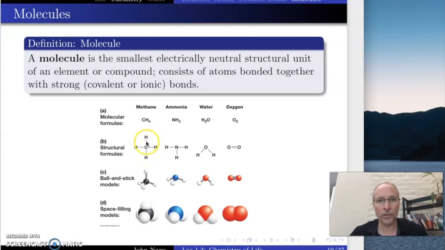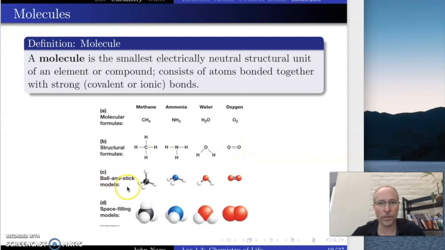Notice then that each line represents a shared pair of electrons going around the nuclei, not between them. Okay, so we can see a CH4 methane like this, NH3 like this, and water like this. And notice the molecular oxygen has to have a double bond because each oxygen has to have two bonds.